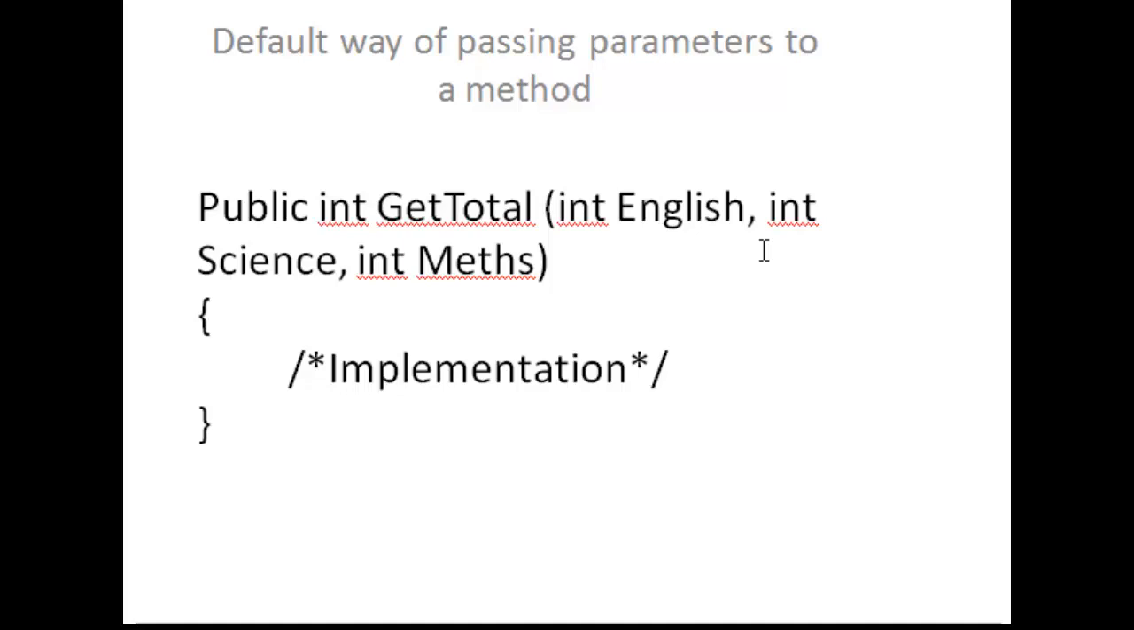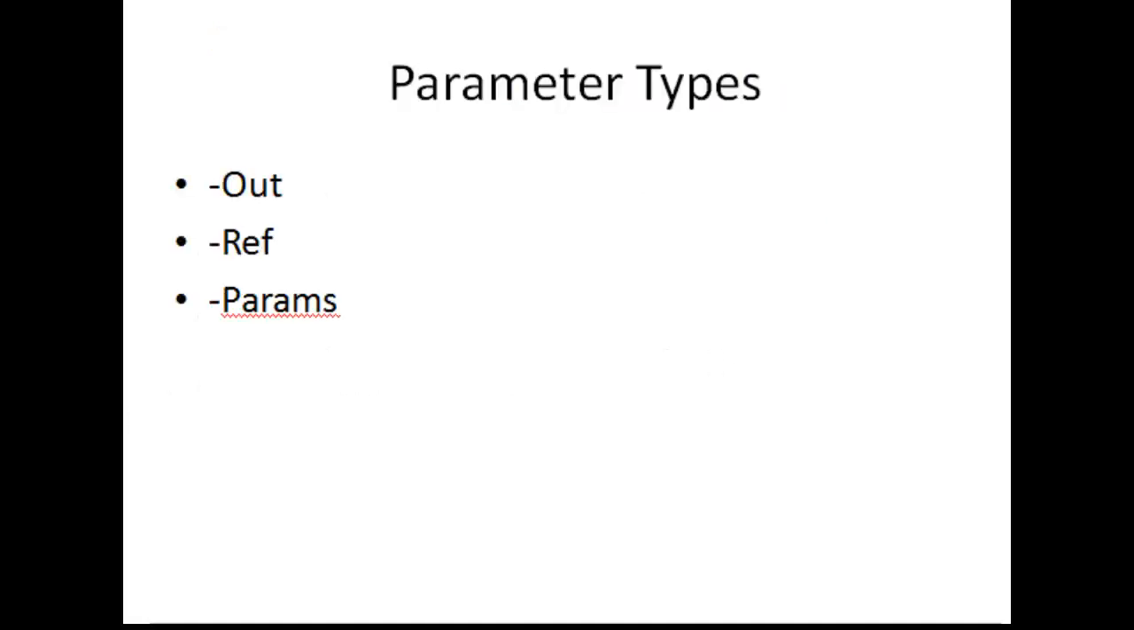Consider this method getTotal. In this method, we are sending three parameters of type integer to a method, which will return an integer value. This is the default way of passing the parameters to a method. Now we will see other ways in which we can pass parameters. The default behavior of passing the parameter can be modified using the following parameter arguments: out, ref, params.